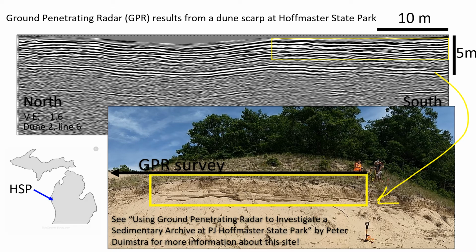The GPR data collected by going across the scarp confirms that this structure is actually internal to the dune. In fact, these are previous surfaces of the dune. And we know this because the surfaces can be traced laterally going uphill in GPR data that you can see in Peter's presentation.